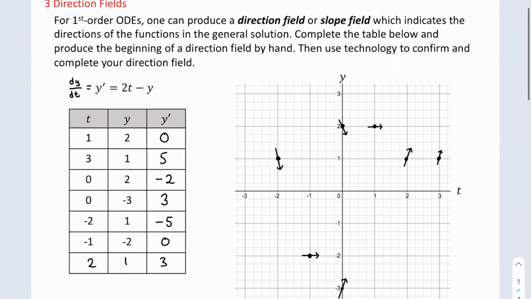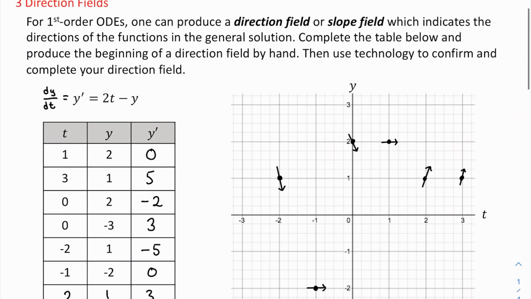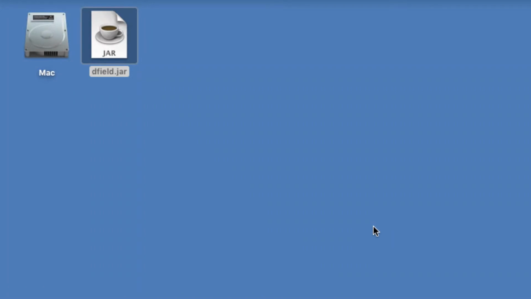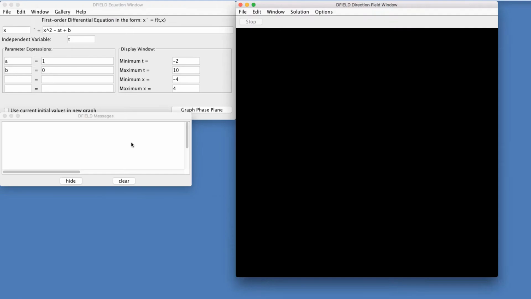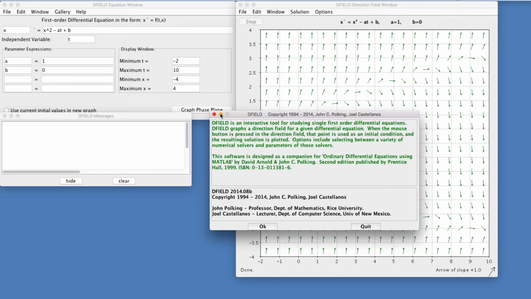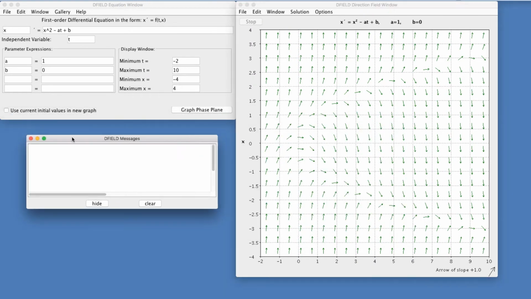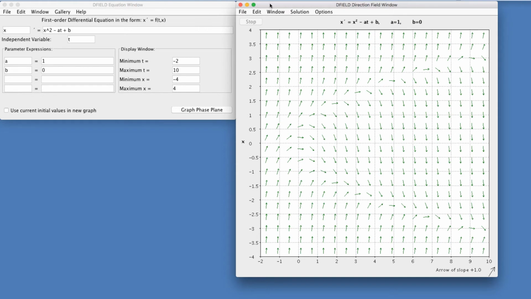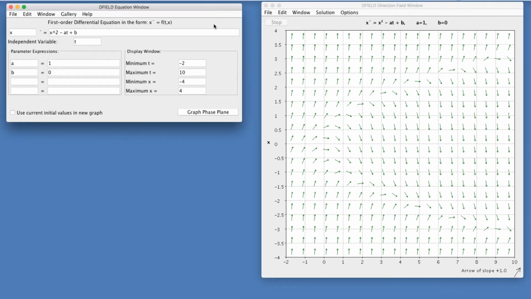All right, now we're going to learn how to do this using technology. There was a previous video for downloading dfield.jar and getting it installed. Once you have that installed, go ahead and open the dfield.jar file. We can close that. We don't need these messages. These are the two fields that I'm interested in.